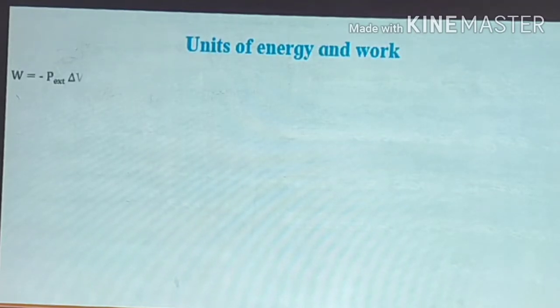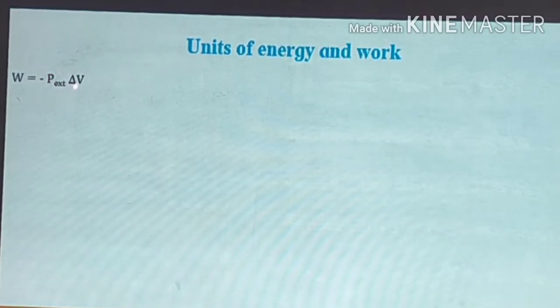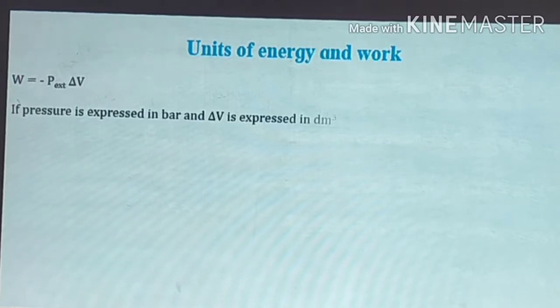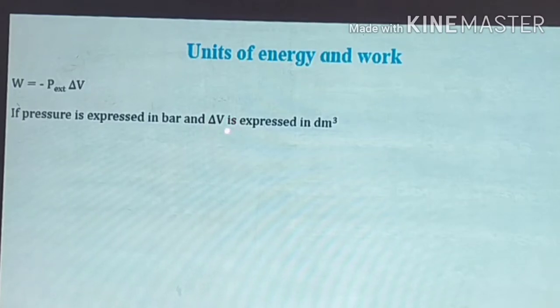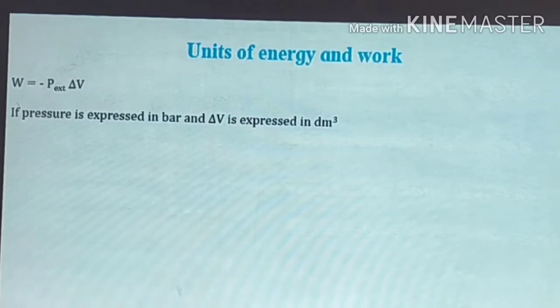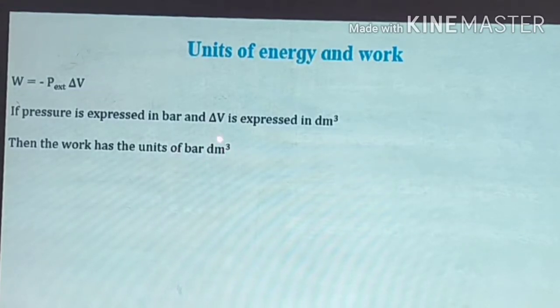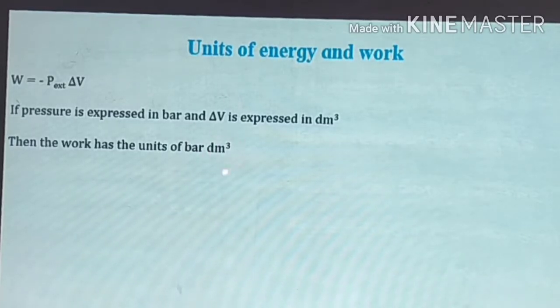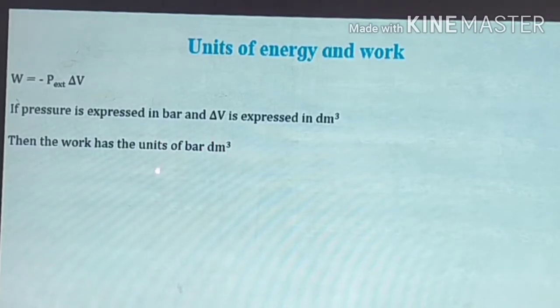of energy and work. Just now we have derived a relation that work done is minus P external into delta V. Delta V is change in volume. If pressure is expressed in bar and change in volume is expressed in dm cube, then the work has the unit bar dm cube. Remember, this is not the SI unit, but it is the commonly used unit for work done. But we are more interested in the SI unit of work.